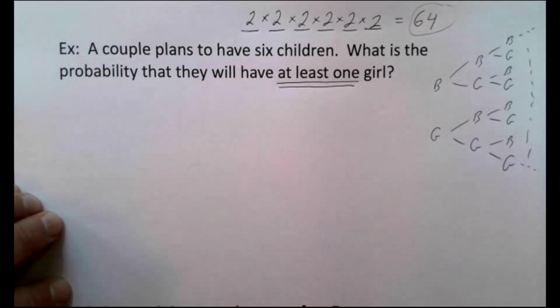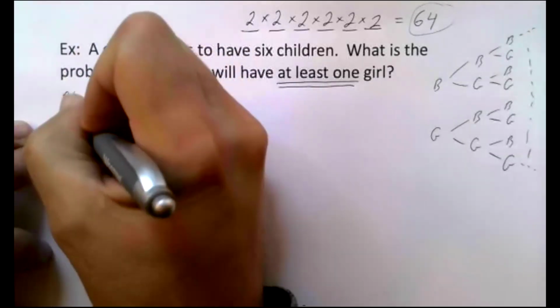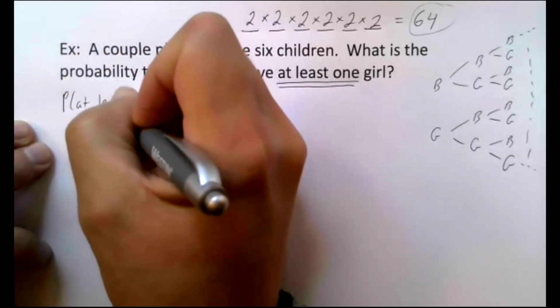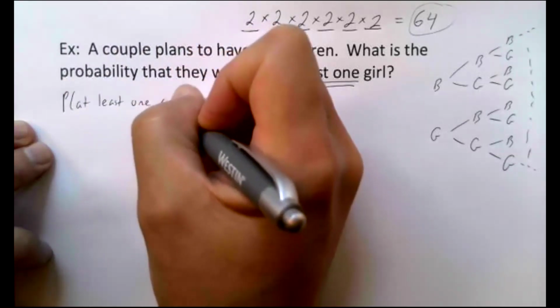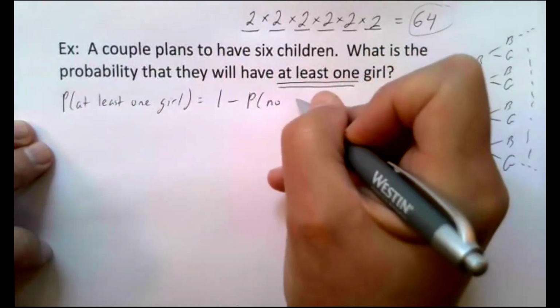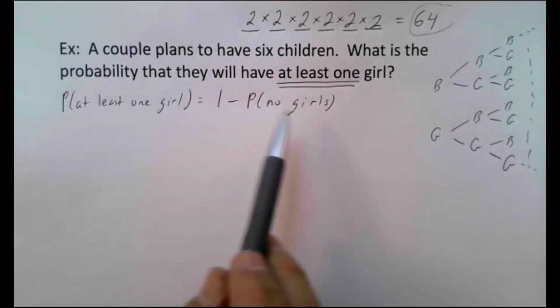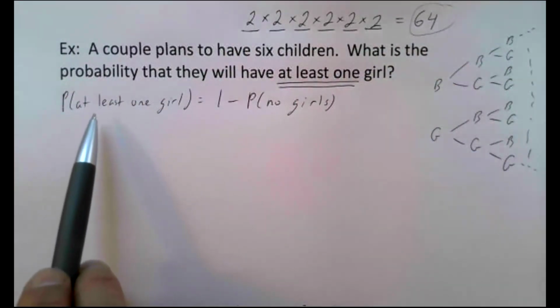Isn't it having no girls at all? I want you to think about that. This is a very important concept. The opposite of something happening at least once is that it doesn't happen at all. It happens 0 times. The probability of having at least one girl is 1 minus the probability of having 0 girls, because these things are complements of each other.